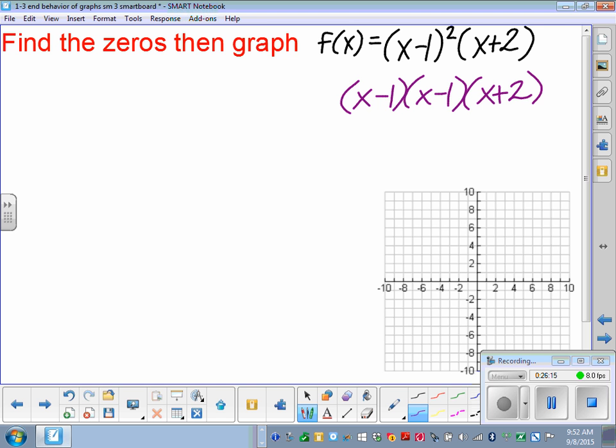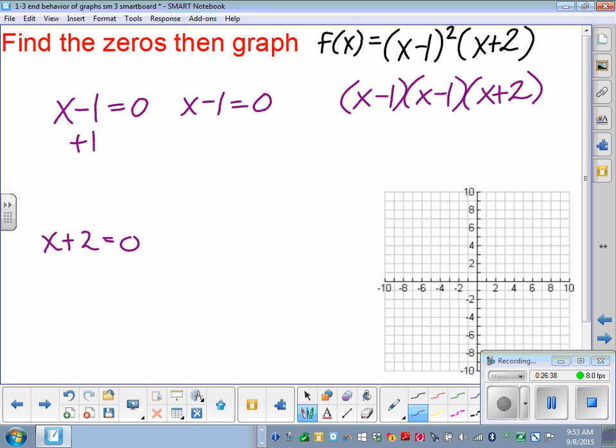Now, these are already in linear factors. Is that true? So now we know we can just set these equal to 0 and solve for x in each case. So we have x minus 1 is equal to 0, x minus 1 is equal to 0, and I have x plus 2 is equal to 0. How many roots am I going to have? 3. So this is going to be degree 3. Interesting. That was just a side fact.